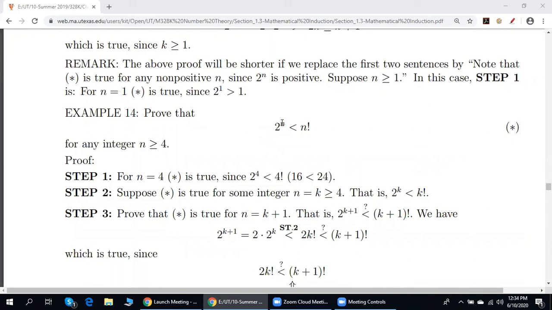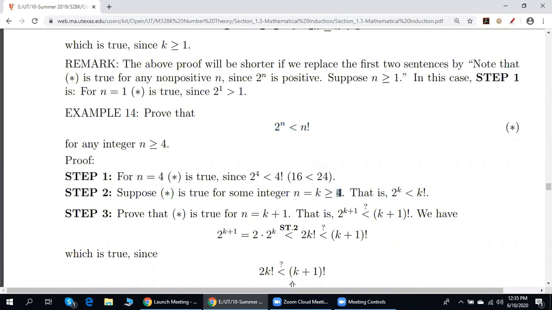Prove that 2 to the nth power is less than n factorial for any integer n greater or equal to 4. Step 1, show that this is true for the lowest possible n, which is 4. You replace n by 4 here and here. The left-hand side is 2 to the 4th power, which is 16. 4 factorial is 1 times 2 times 3 times 4, which is 24. True.